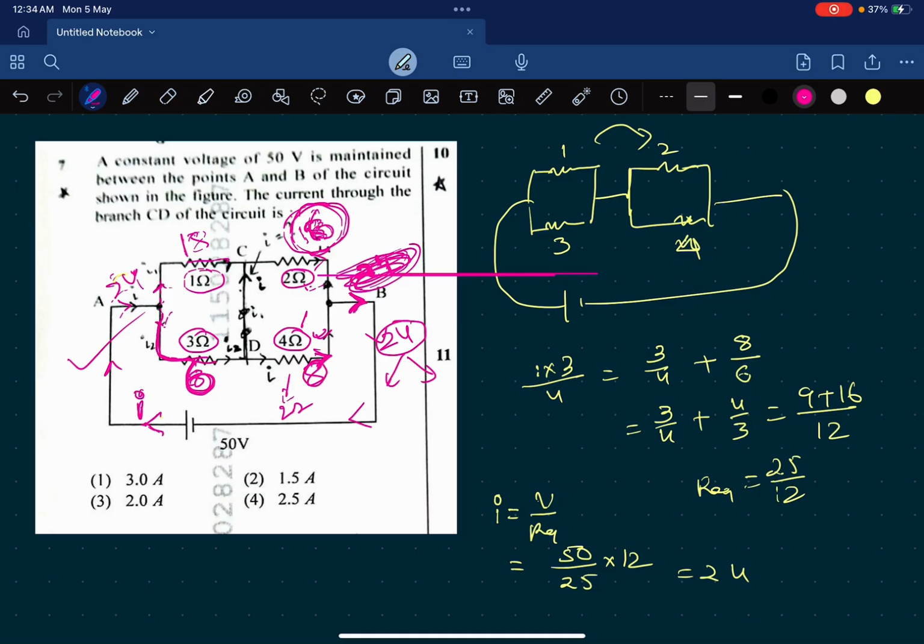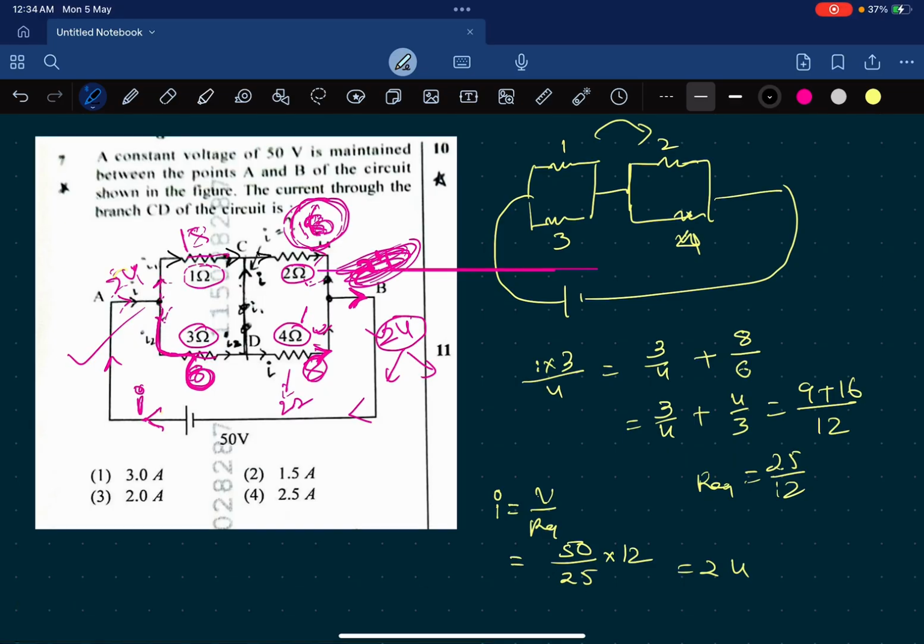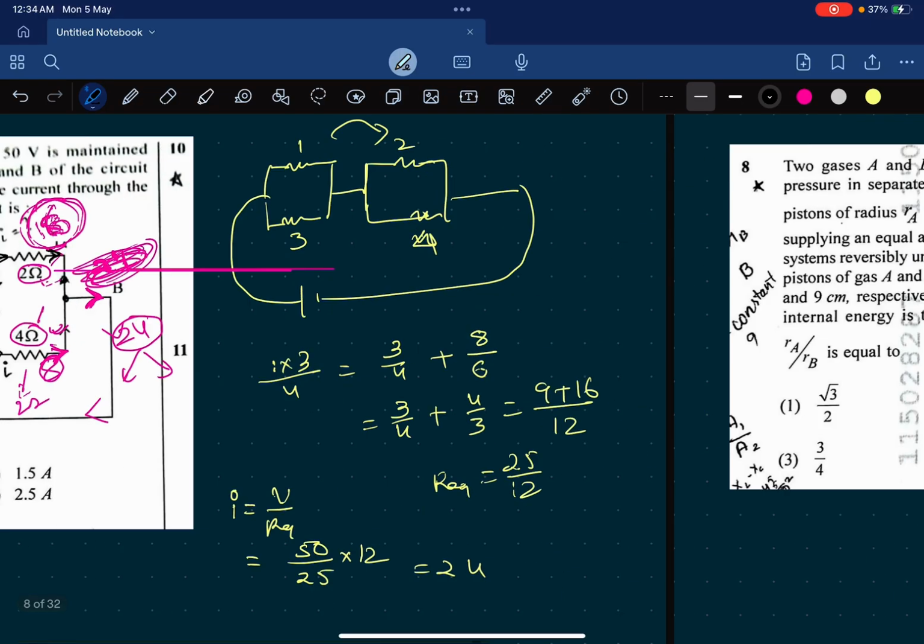Now let's observe. If we observe carefully, 18 amperes of current is passing like this, but along this direction only 16 is coming, so 2 is missing, right? So 2 amperes of current should pass through CD, so the answer should be 2. All right.